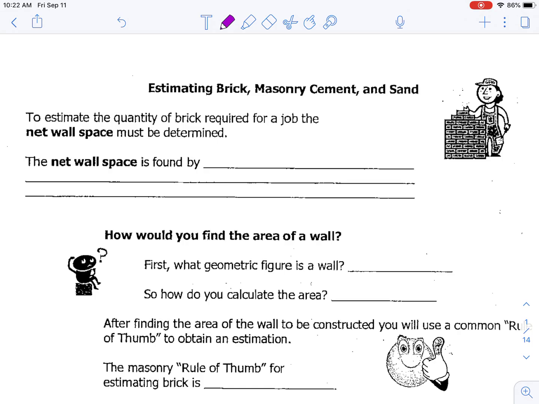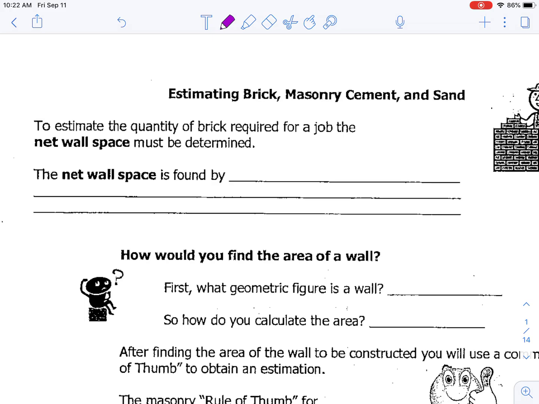Today we're going to talk about how we estimate the number of brick, mortar, and sand that we need to build a wall, to build a house. To do so, we have to calculate what's called the net wall space. The net wall space is found by taking the area of the wall, or walls, and then subtracting out the area of any openings that you have, the windows and doors.